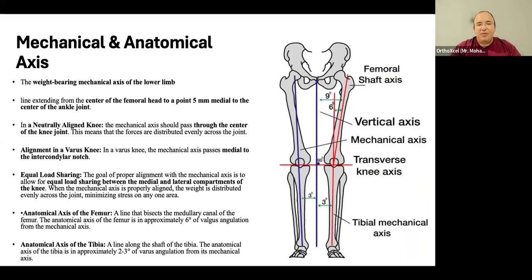So we spoke about restoring the anatomical and mechanical axis. This is the anatomical and mechanical axis where I'm just stressing on it.